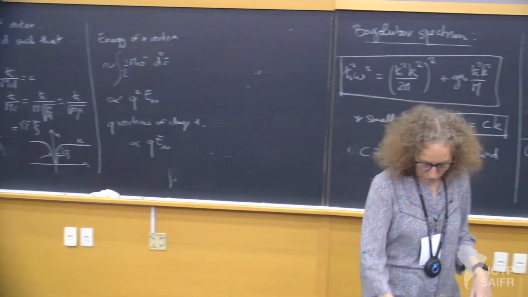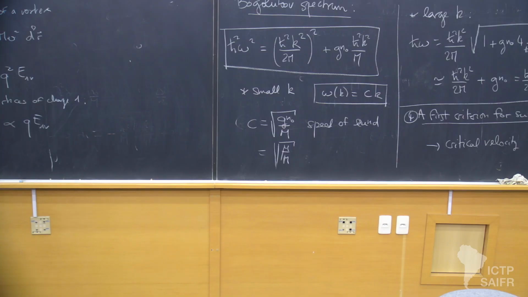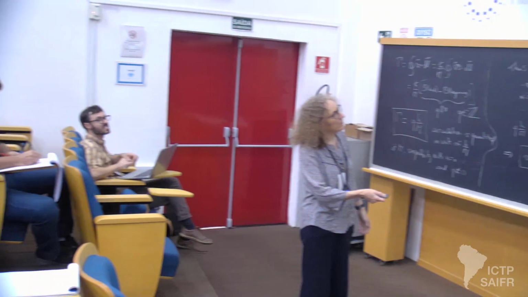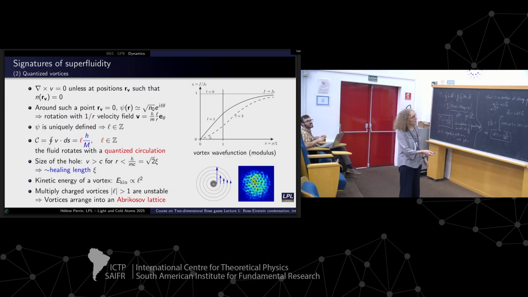So let me show you some slides. Yeah, so this is about vortices. This is a profile for the wave function of the condensate in the presence of a vortex. So it decays linearly with the distance to the core. It is 0 in the center, of course. This is for charge 1, and for charge 2, now it's slower, etc. So the size is larger for a larger vortex.